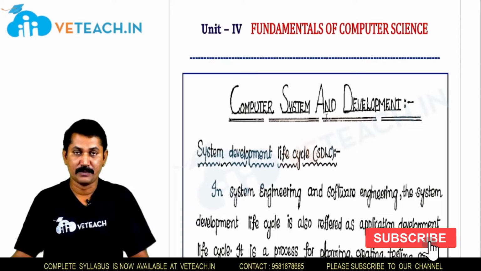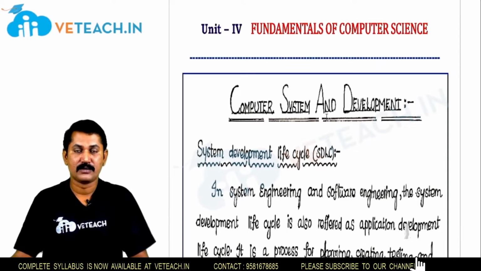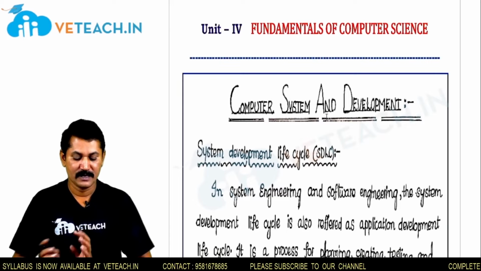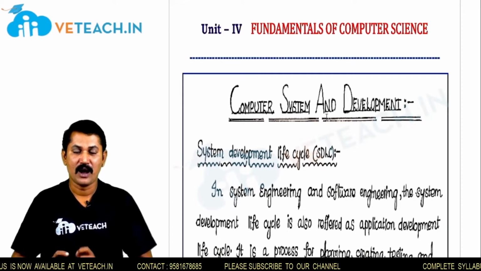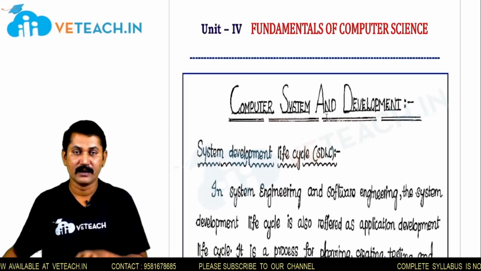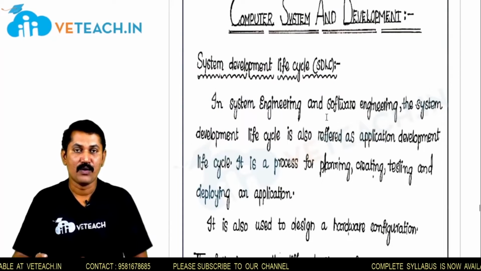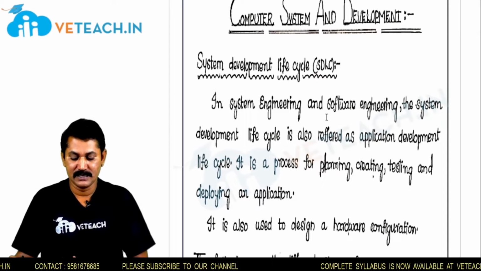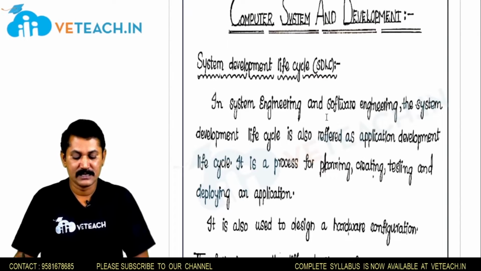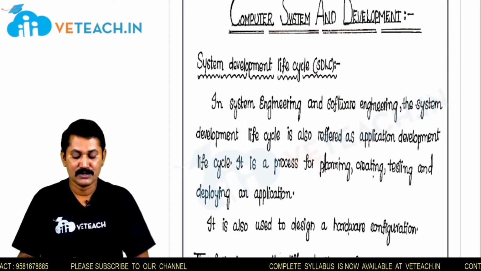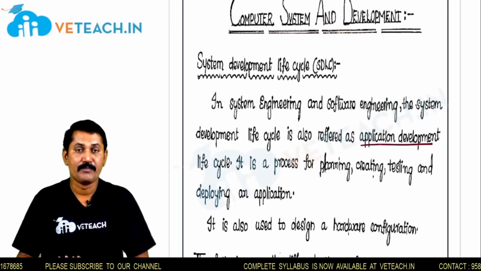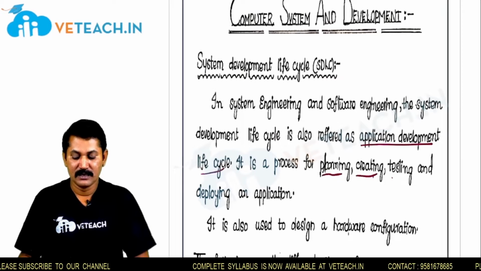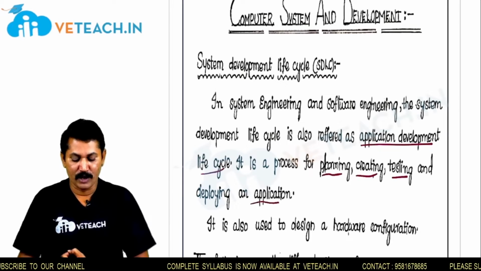As a continuation to the previous session, where we discussed the database management system, now we are going to learn about the system development lifecycle. That means how the computer system, the software, is developed and how it is implemented in application programs. In system software engineering, the system development life cycle is also called the application development life cycle. It is a process of planning, creating, testing and deploying an application.